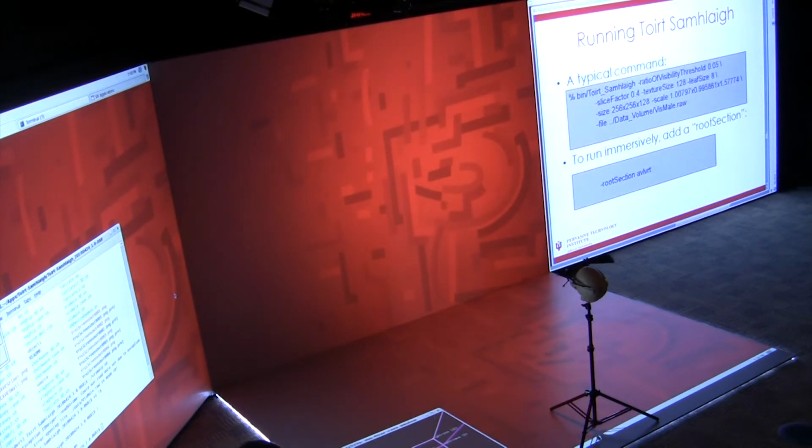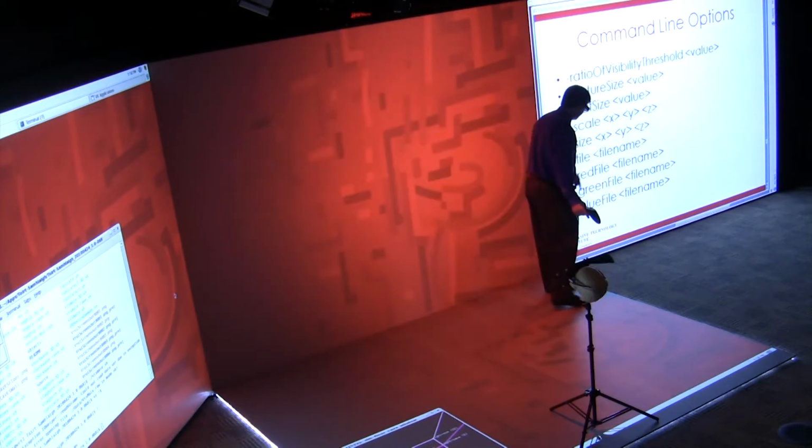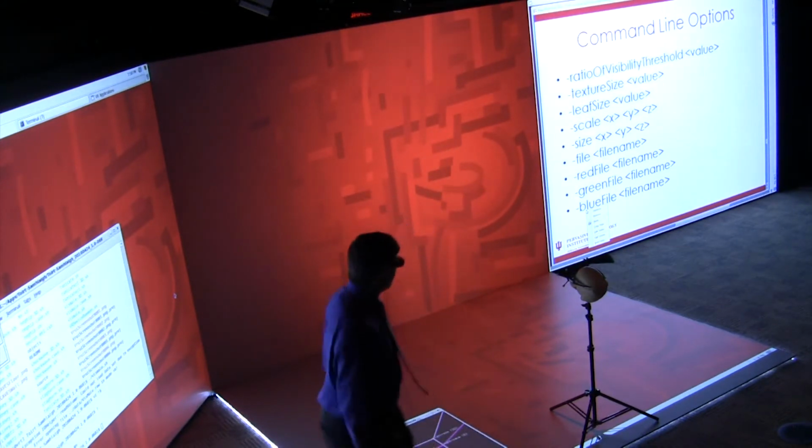All right, so can you advance my slide? I think we're pretty close to the end of the slides here. Yes, so these are the command lines. Basically, how much GPU memory do you want to allocate to different texture sizes, and how many slices are you going to do? The leaf size is how deep do you want to go in the octree before it's considered a leaf node. Scaling and sizing, that's easy, and then reading files. So kind of standard, not too exciting.